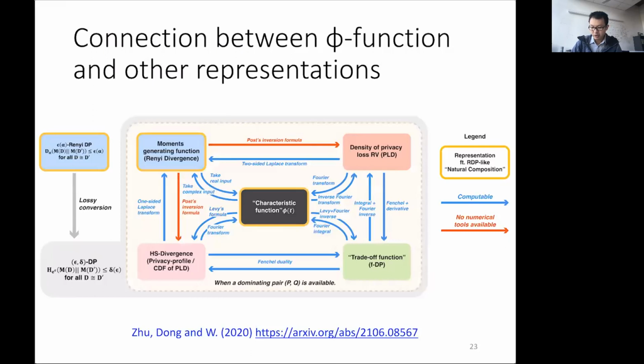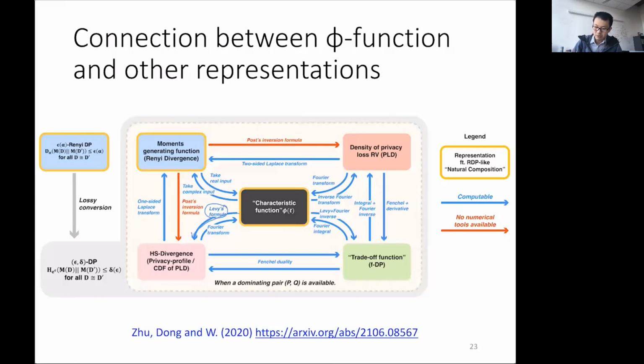Specifically, just now we've seen that by Levy's formula, we can convert the characteristic function to the hockey stick divergence, or the epsilon-delta DP, and by doing Levy's formula and the integral, and sometimes doing differential conjugate, we can convert almost every pair of these different representations back and forth from each other. Some of these conversions are numerically stable and some are not.